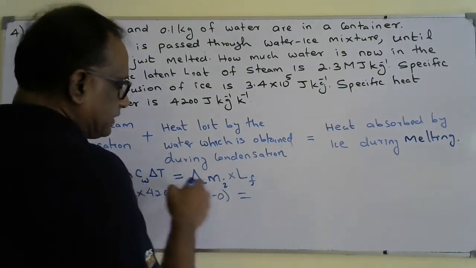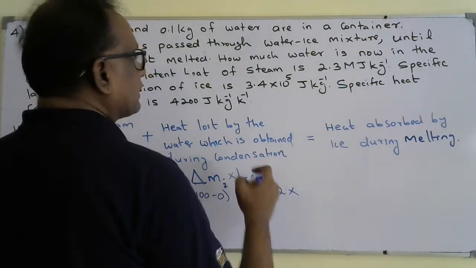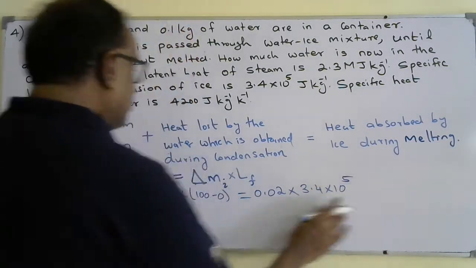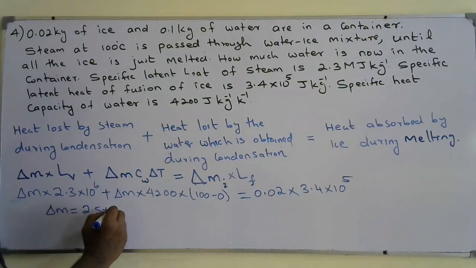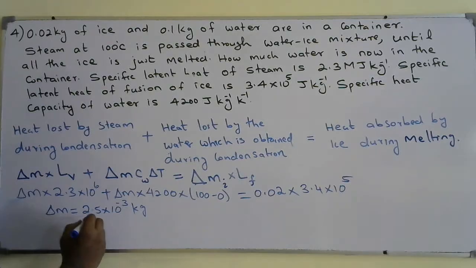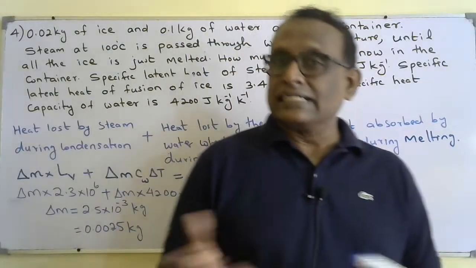The mass of ice which is melted is 0.02 kilogram, and the latent heat of fusion is 3.4 times 10 to the power 5. From this there is only one unknown, so find delta M. Delta M will be 2.5 times 10 to the power minus 3 kilogram, that is 0.0025 kilogram. So this is the mass of vapor condensed.